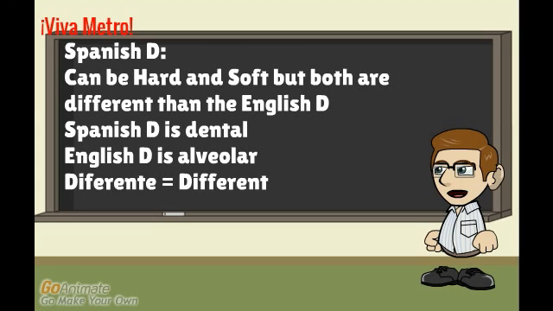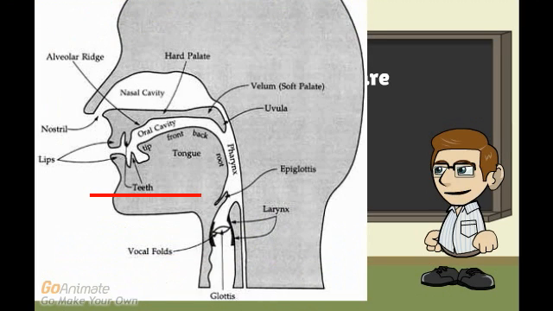Moving on, now we're going to talk about the Spanish D. The Spanish D can both be hard and soft, but both hard and soft Ds are different than the English D. The hard Spanish D is pronounced by placing the tip of the tongue on the back of the upper front teeth. This is known as a dental consonant because the tip of the tongue touches the teeth.